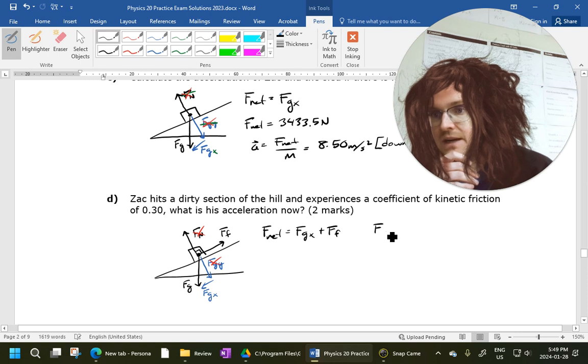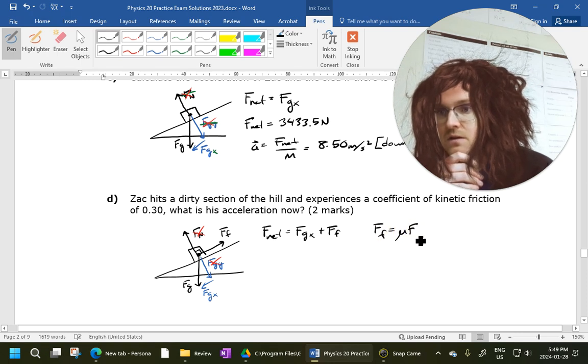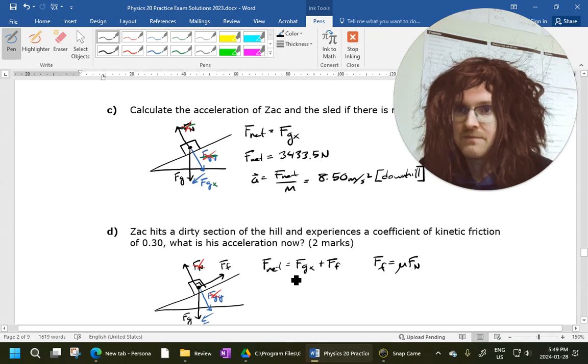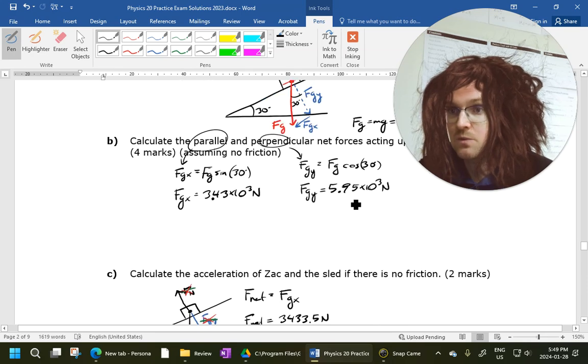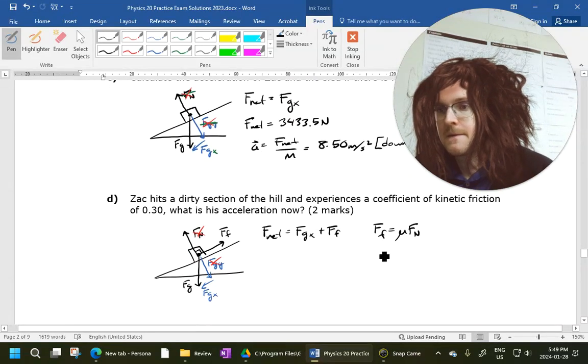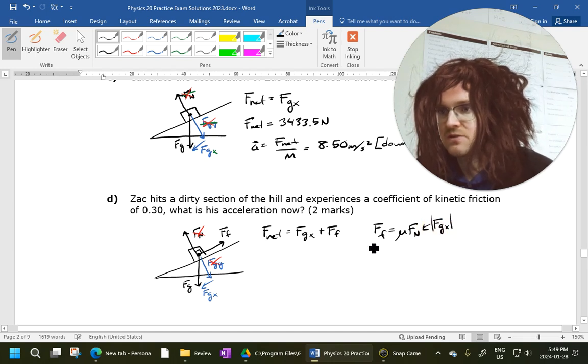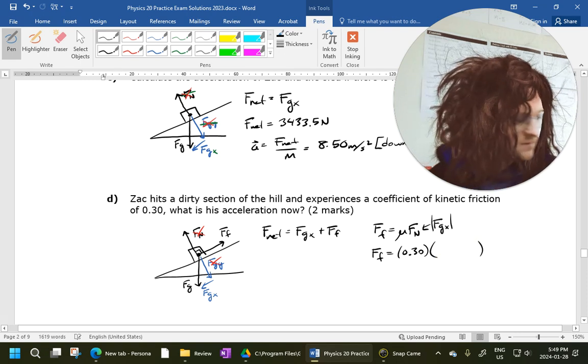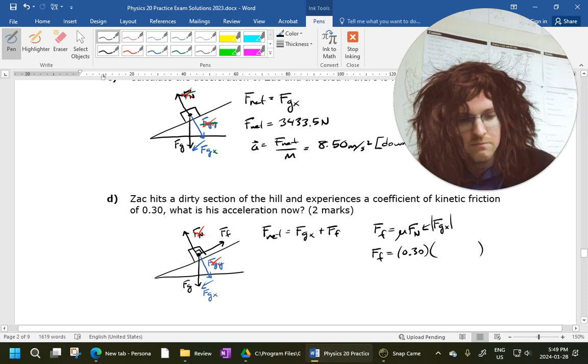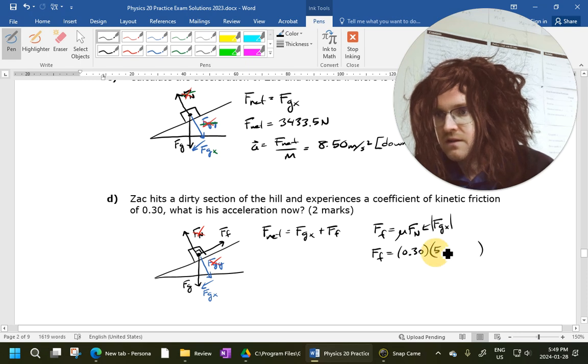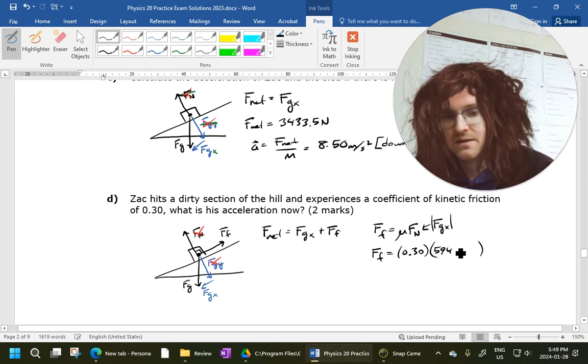To find out what FF is, I need to know the mu, which I have, the coefficient of kinetic friction, and the normal force. Remember, we already calculated the normal force. We're making this assumption that this normal force and FGY are the same number. Right? This is the same thing as FGY. The magnitude is the same as FGY. So I calculate the force of friction by taking the FGY and multiplying with my mu. Because we're making that assumption. It's a good assumption. So 5,946.99.